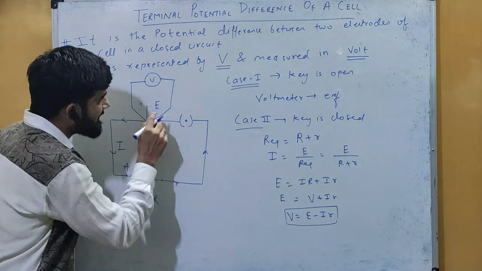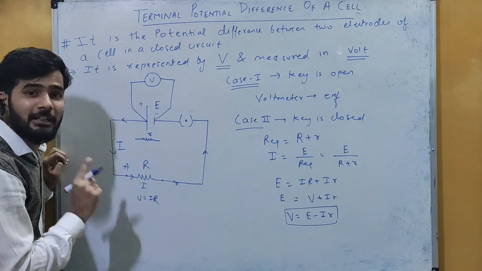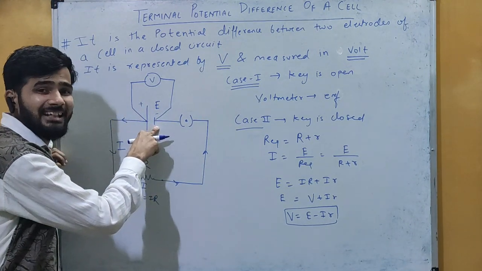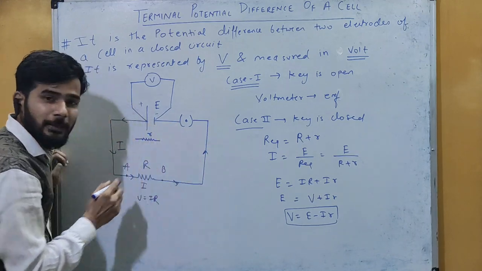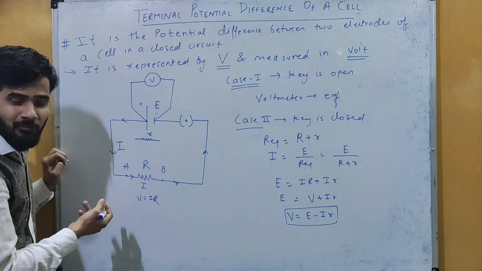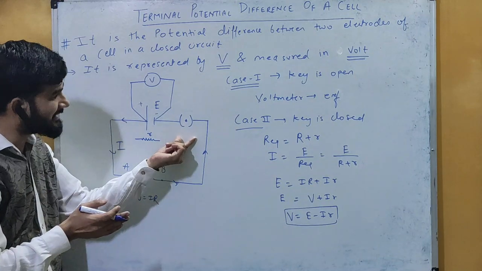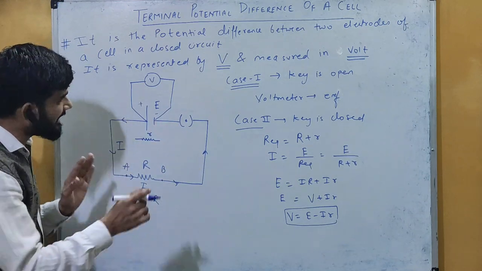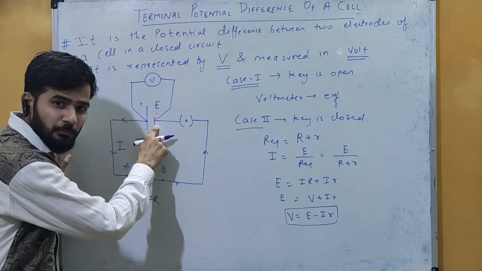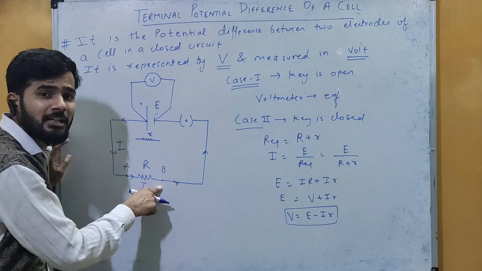In the same way, hamare paas yahan par kya hai? This is the negative electrode. And whatever the potential is at the negative electrode, the same potential will be at this point, which is B. Okay, because that's the same wire. We don't have any other component in between. There only the key. And there will not be any potential drop across this key. So we can assume that whatever the potential is at negative electrode, the same potential is at point B.